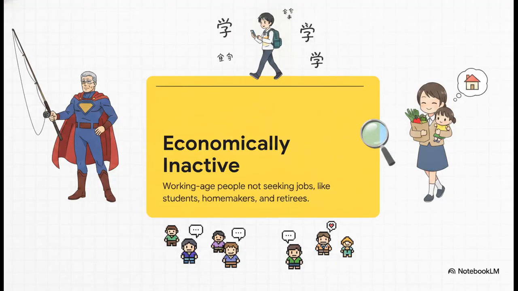Now, what about our retired superhero from earlier, or a full-time university student, or a stay-at-home parent? Economists actually call this group the economically inactive. Now, they are obviously vital to society, but because they aren't actively trying to enter the workforce, they're kind of like the NPCs of our economic game. They absolutely do not count towards the unemployment numbers.